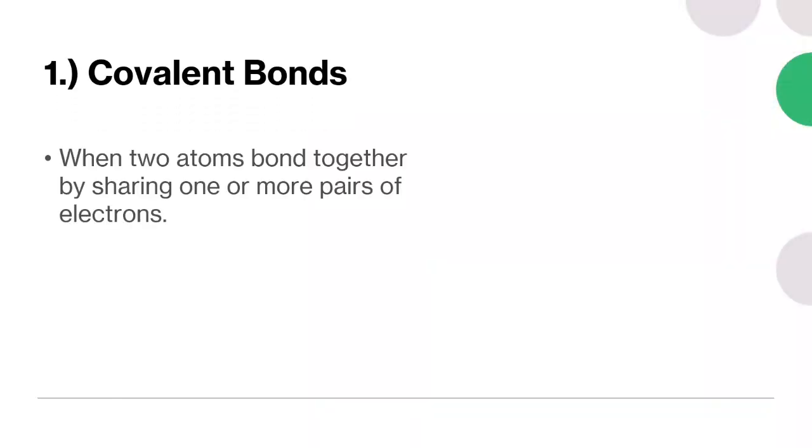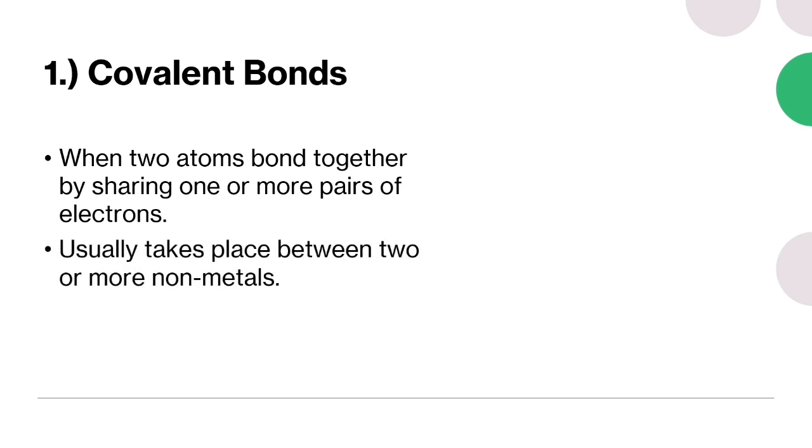Covalent bonds. When two atoms bond together by sharing one or more pairs of electrons, a covalent bond takes place between two or more nonmetals of the same element or different atoms of the same element. When atoms bond covalently, a molecule is formed. This is held together by a shared electron pair.